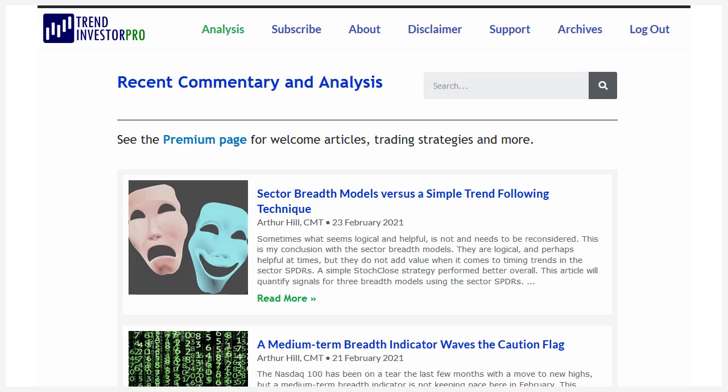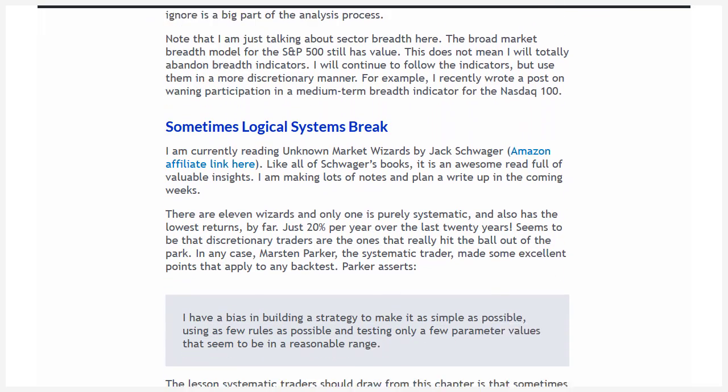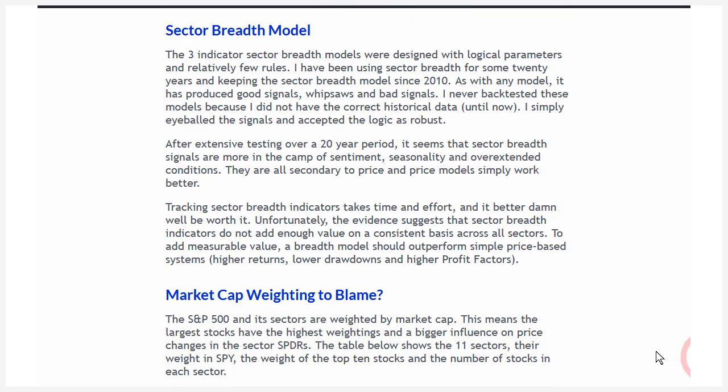So over at trendinvestorpro.com, I put the sector breadth models to the test, and I tested them against a simple trend following technique. And it turns out that the simple trend following technique was a better indicator as far as taking signals. I was using a 3-indicator breadth model, then I used a 5-indicator breadth model, and then I timed it with some market timing, making sure the S&P 500 was in an uptrend.